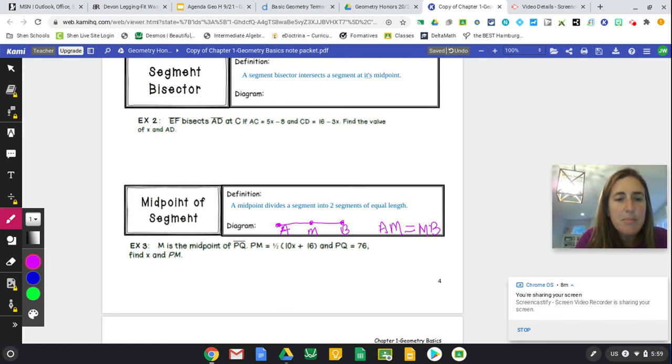So like in this example here, it says M is the midpoint of segment PQ. Notice it's always a segment. You cannot have a midpoint of a line because a line continues on forever. So if someone had written a line notation above that, it would technically be wrong. So from P to M is 1/2 of 10x plus 16. And I know that the whole thing from P to Q is 76.